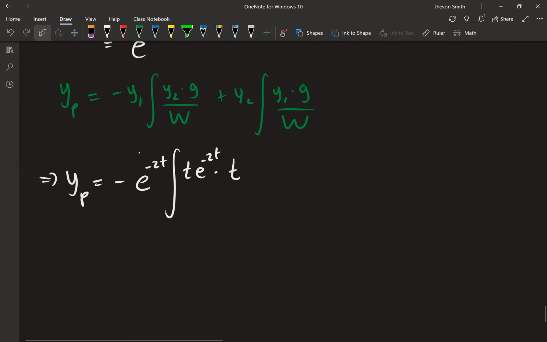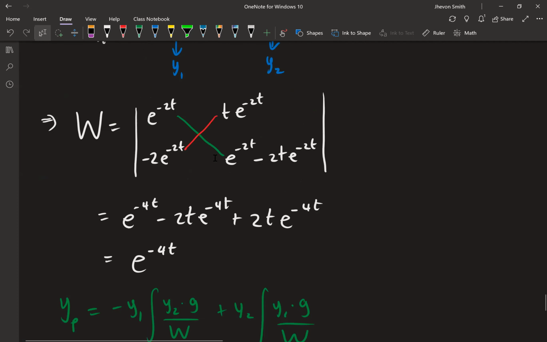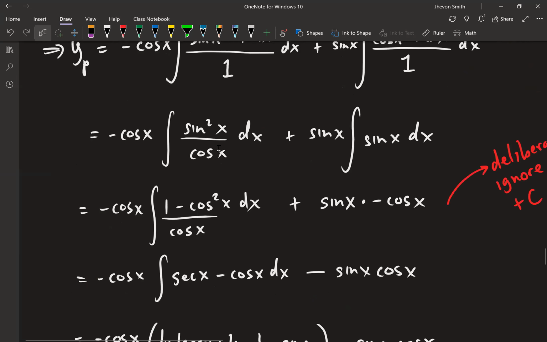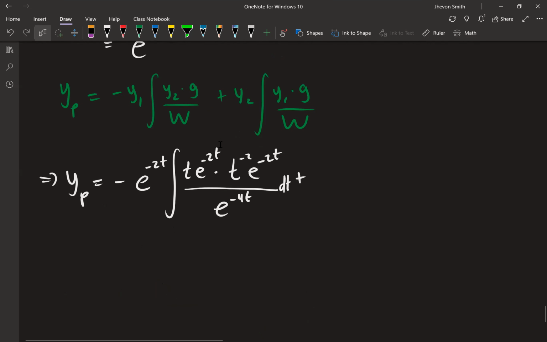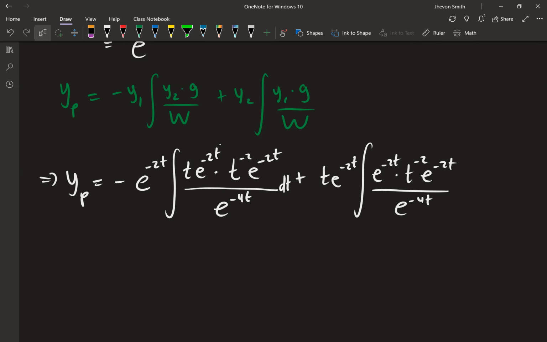Our g is t to the minus 2 e to the minus 2t divided by the Wronskian, which was e to the minus 4t, dt. Plus my y2, which is t e to the minus 2t times the integral of y1, which is e to the minus 2t times g, t to the minus 2 e to the minus 2t over the Wronskian, e to the minus 4t, dt.